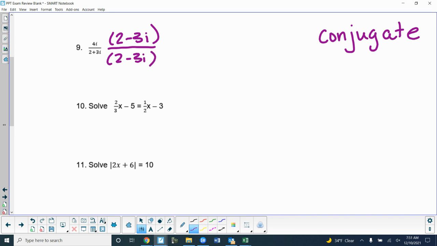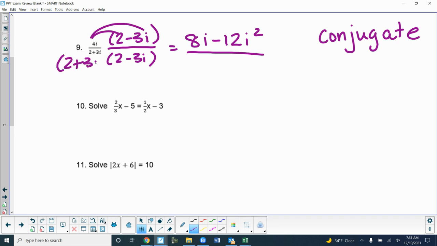In the top, I'm just distributing 4i times 2 and 4i times -3i is -12i squared. On the bottom, I'll make it bigger. It's hard to see. Doesn't that change to plus 12? It will change to plus 12, yeah.